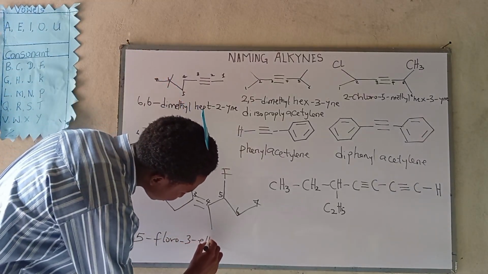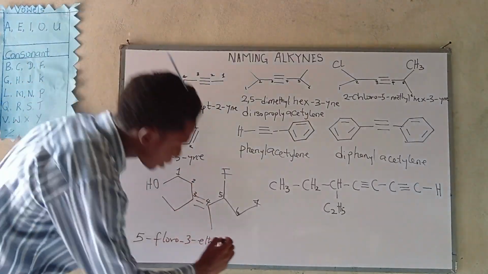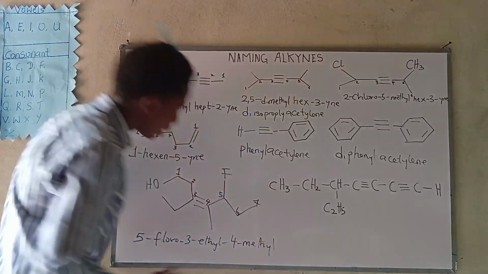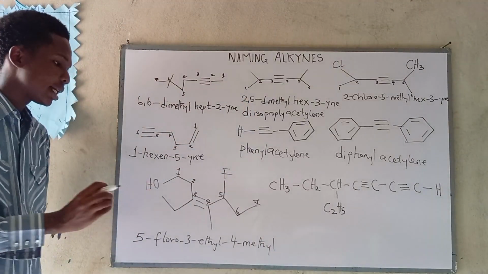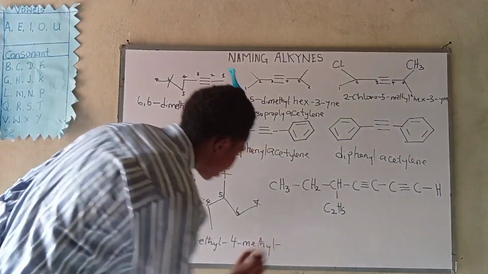3 ethyl. What do we have again? 4 methyl, right? 4 methyl. Now, this is where it gets a little bit complicated, but we also have to do it.